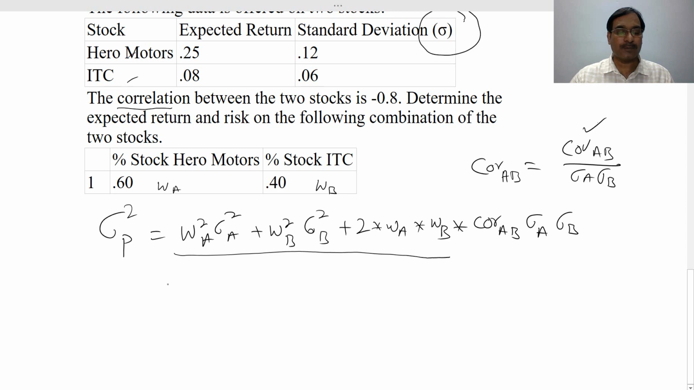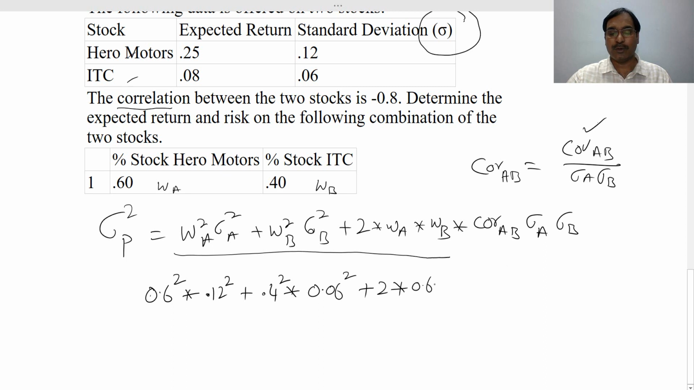First we look at the weights of the stocks. The weight of stock A is 0.6. So this is 0.6 to the power of 2 times variance of A. Standard deviation is given, so 0.12 raised to the power of 2; this is the variance. Plus 0.4 raised to the power of 2 times 0.06 to the power of 2, plus 2 times weight of A, that is 0.60, times 0.40, the weight of B, times the correlation of AB, which is negative, minus 0.8, then the standard deviation of A, that is the standard deviation of Hero stock, 0.12, and the standard deviation of ITC, 0.06.